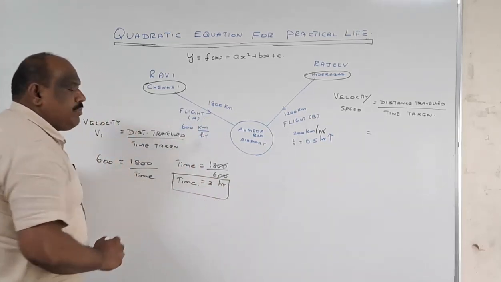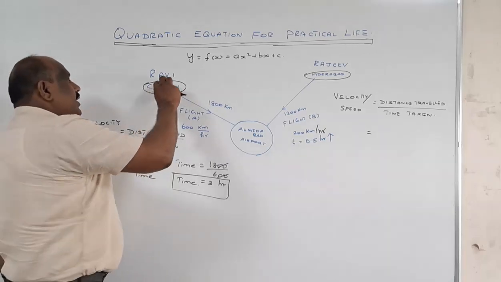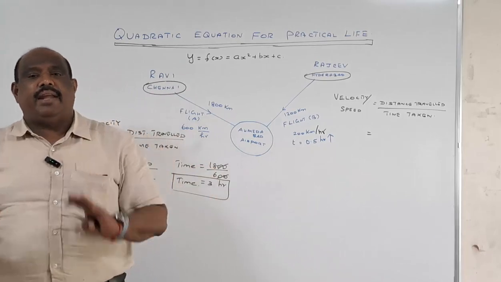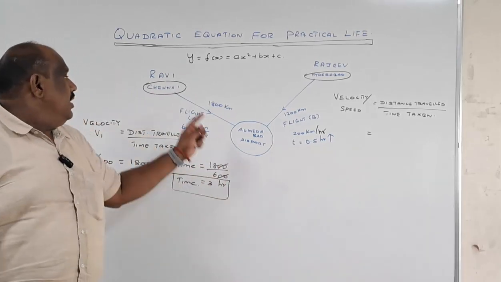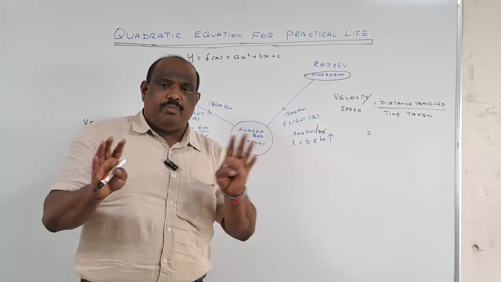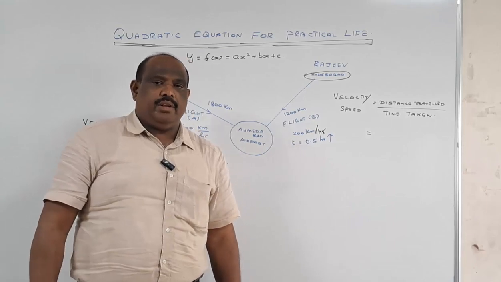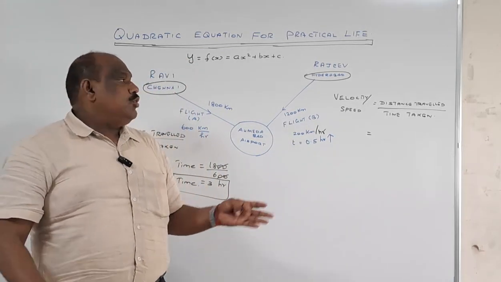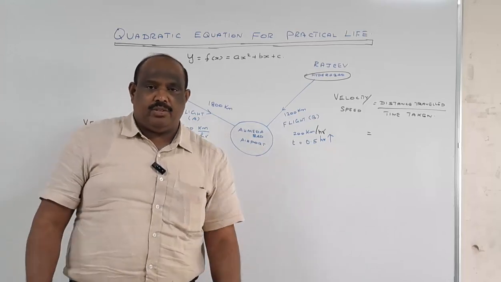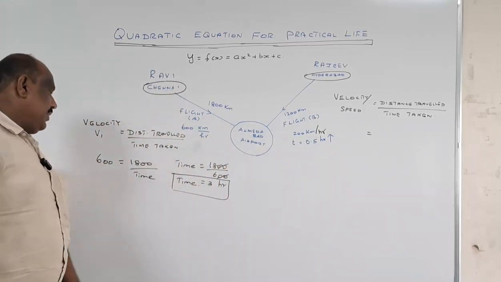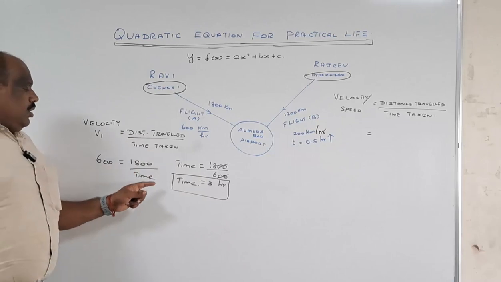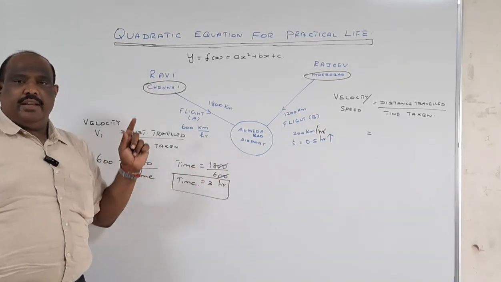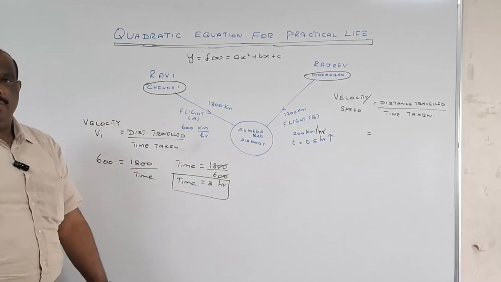One more condition they have given in the problem. The condition is that both Ravi and Rajiv are boarding their flights at the same time. Let us say both are trying to board the flight at 2 p.m., for example. So they are boarding at the same time. That's fine. So after 3 hours, Ravi might reach Ahmedabad. There is no problem.